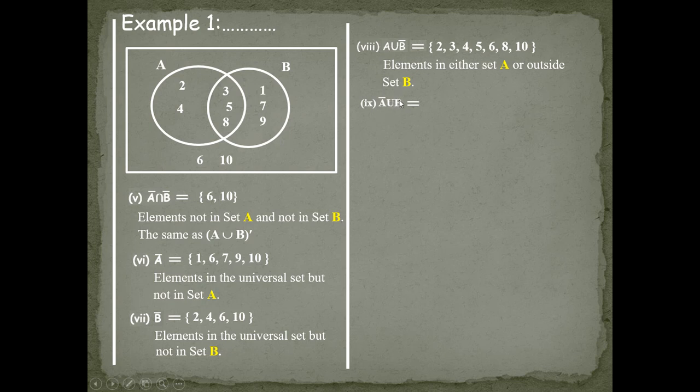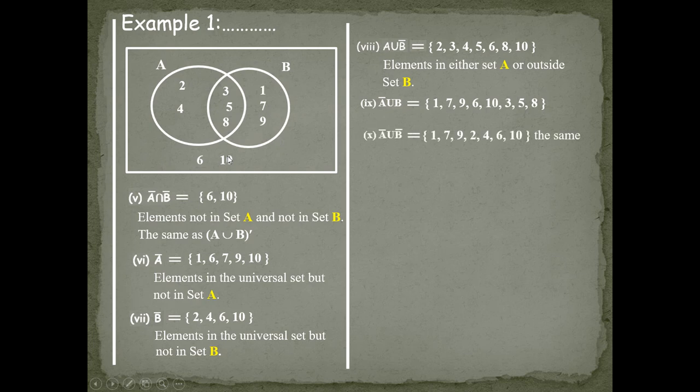But since I'm dealing with the union, I'll first shade outside A, then I'll shade set B. Then I consider the whole region that is shaded. So for union, you take the entire region that is shaded. For intersection, you take the region that is shaded twice. So we shall end up with elements 1, 7, 9, 3, 5, 8, then 6 and 10.